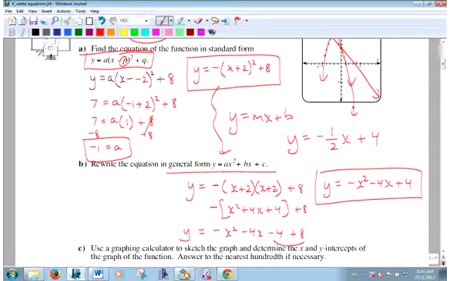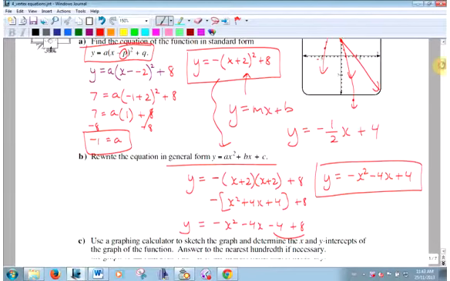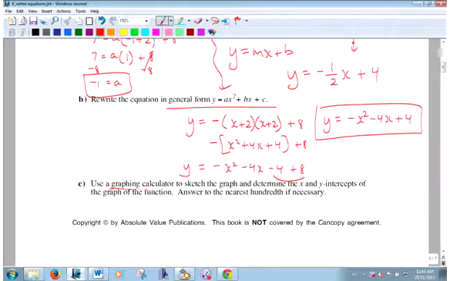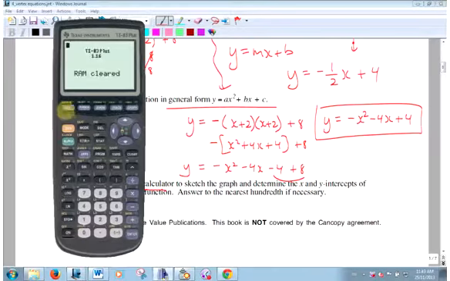Okay? So it's not as helpful as this. This we can graph it. This we can't, unless you got a graphing calculator. Okay, speaking of which, use a graphing calculator to sketch the graph and determine the x and y intercepts. So if you got one, great. And if you don't, well, that's not a question I can put on the test, is it? Unless this is factorable, which it might be. All right? So minus x squared minus 4x plus 4, graph.